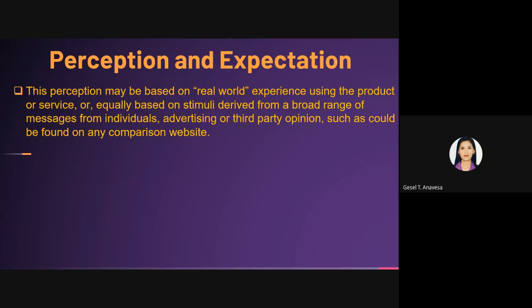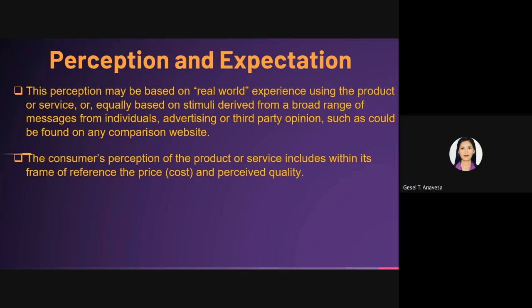Advertising is one of the marketing techniques used by business people, especially in introducing a new product, because it can derive stimuli for the consumer. So even if they have not used the product and have no personal experience with it, there is still an urge in them to purchase that product because they were attracted by the advertisement, or because they have read positive reviews from other people.